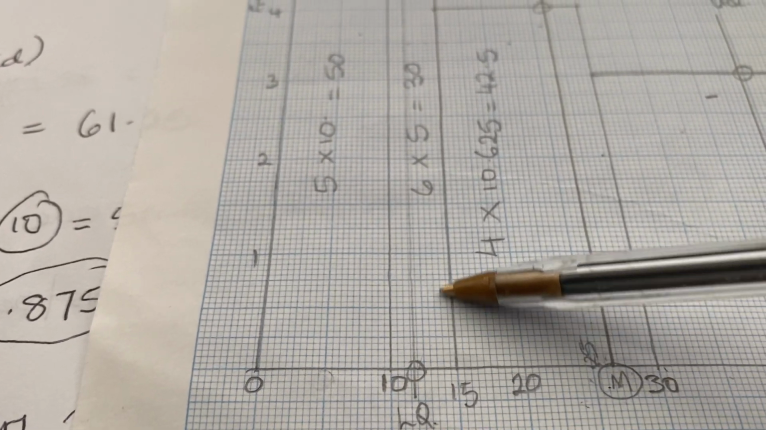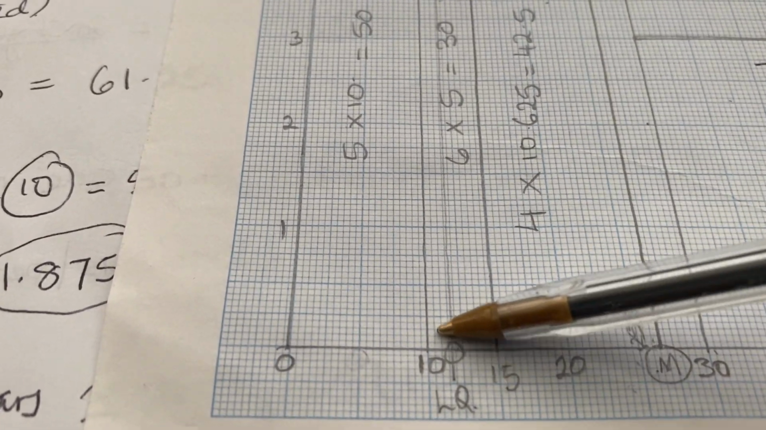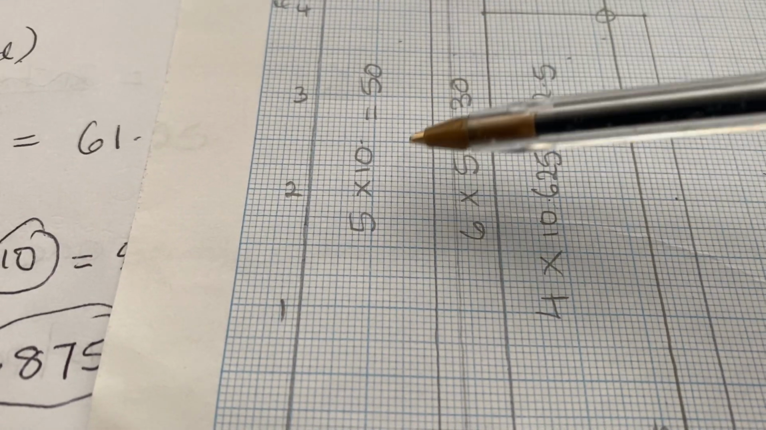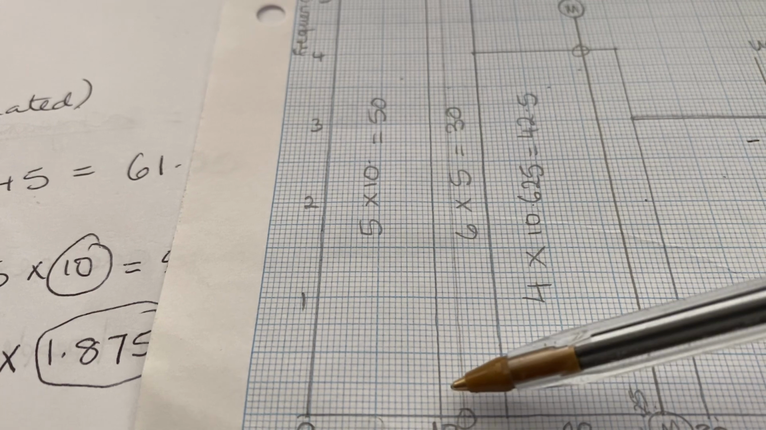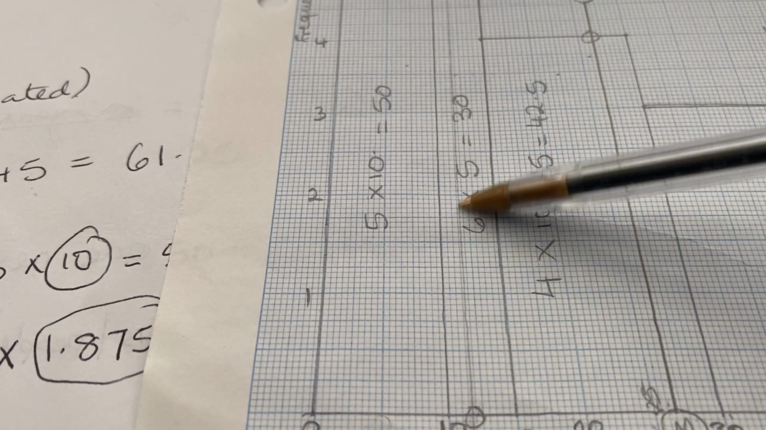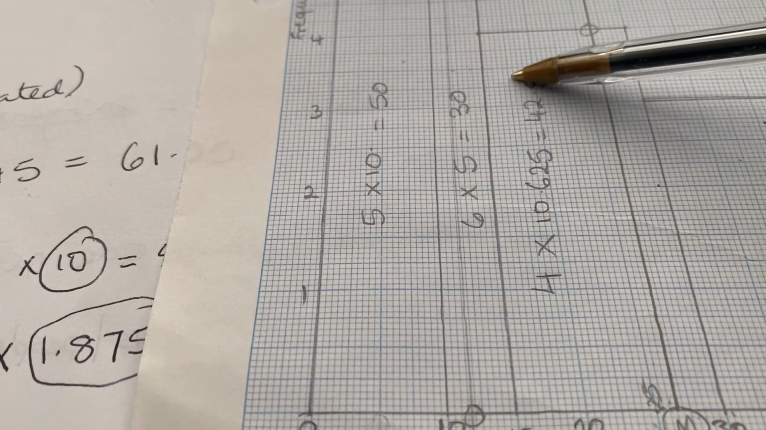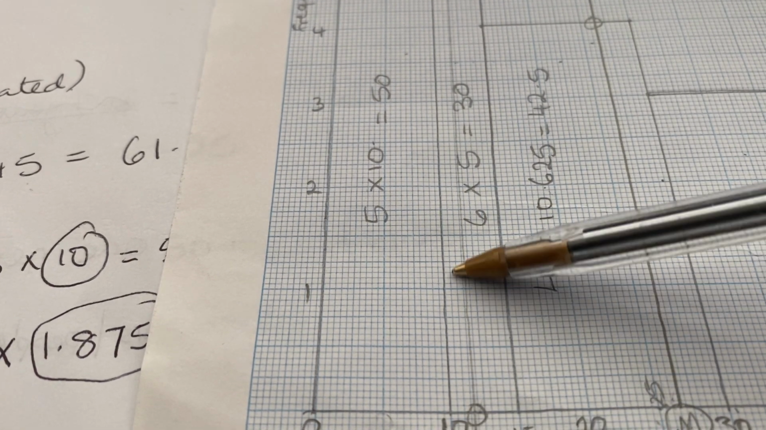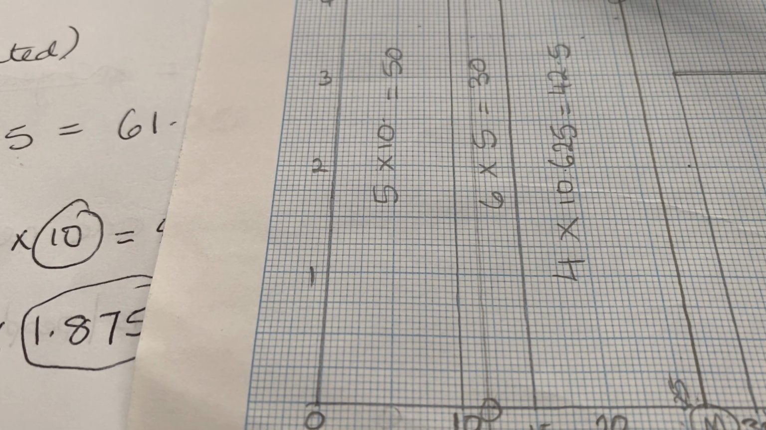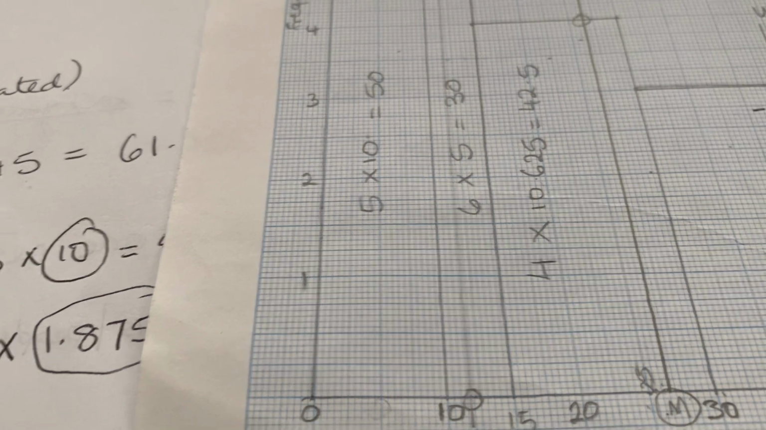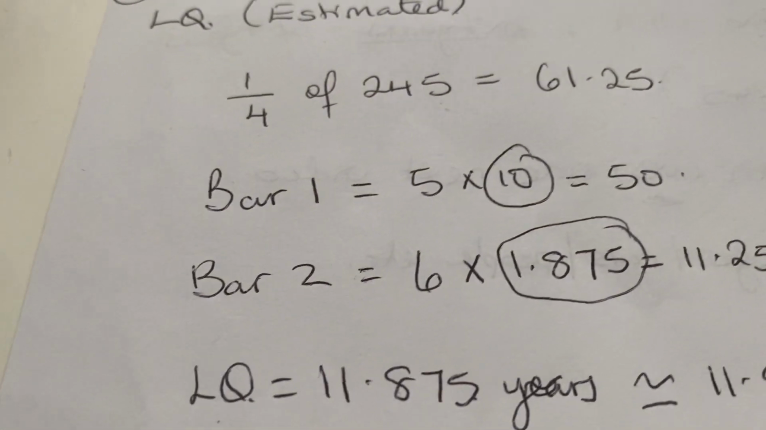Okay, so again, as we did for the median, your lower quartile here, that one, this will be the line. So after the first bar, it will fall in the second bar. So we don't need the whole of the second bar, we just need the exact position.